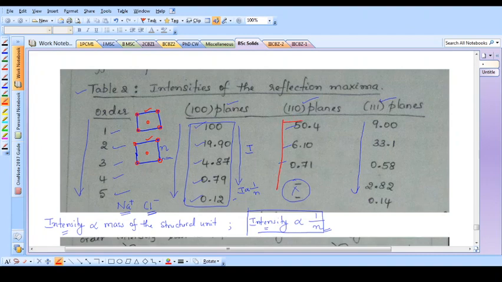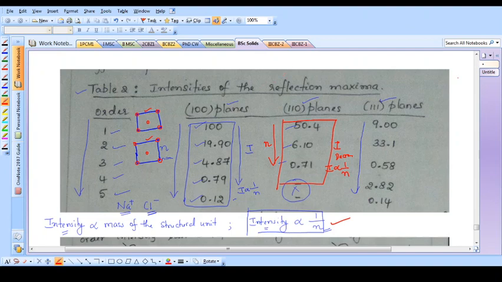A similar trend is observed in the 110 plane also. When we move down the column, n increases, whereas intensity decreases. So I is again inversely proportional to n. This equation holds good. So what does this suggest? This also suggests that, similar to 100 planes, all the 110 planes in sodium chloride contain a similar type of arrangement of particles. Now let us focus on the 111 plane.